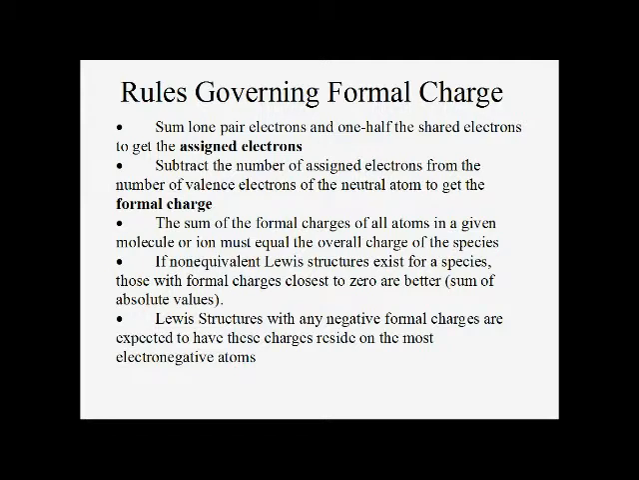Now if we have some with the same equivalence in terms of being closest to 0, we also want any negative formal charges to show up on the most electronegative atoms. So we don't want negative formal charges on the lesser electronegative atoms. We want the negative formal charges to be on the most electronegative atom in the molecule.